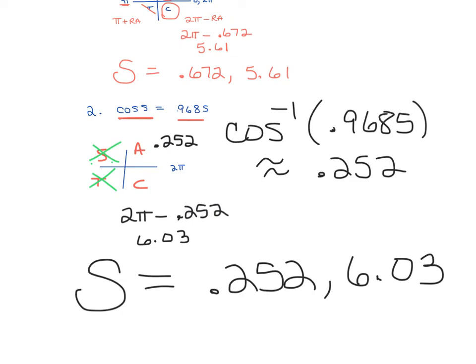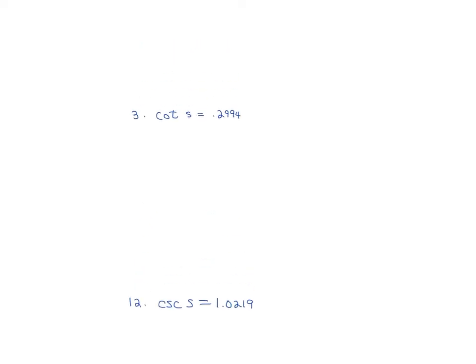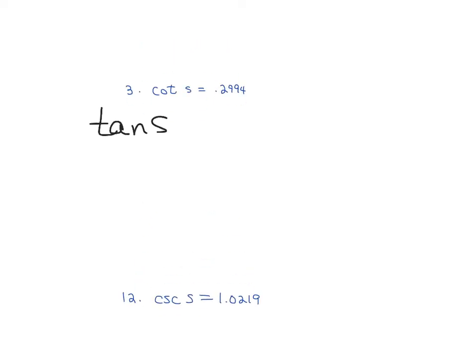Pretty good. Now we're going to actually see the reciprocal. So the 2 functions I just did were both cosine. There was a button for cosine. The next example, 3, is going to be cotangent. For cotangent, we need to know that the tangent of S is really equal to 1 over cotangent.